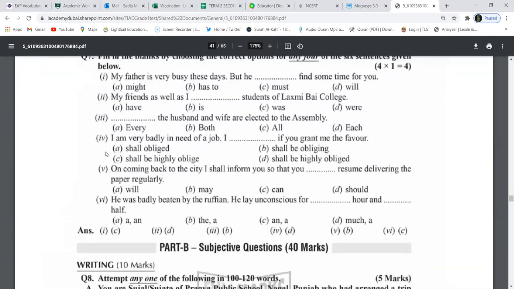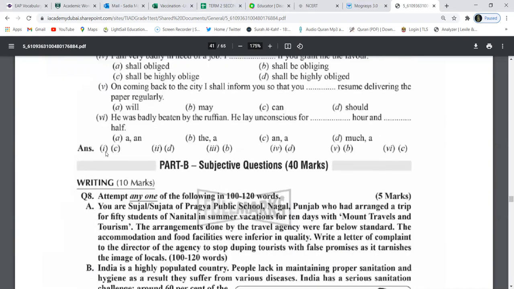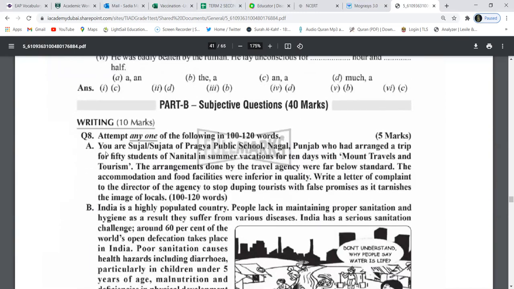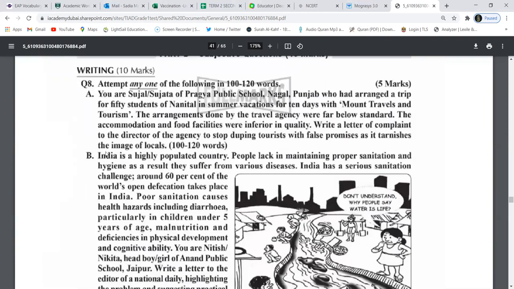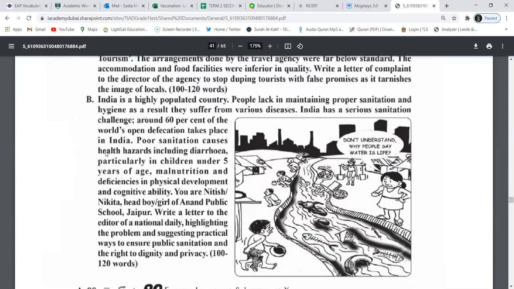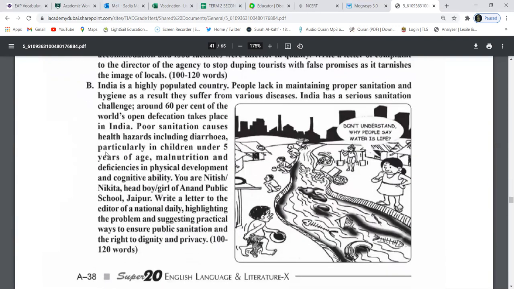Check your answers. Writing for 5 marks, 100 to 120 words. The next question with the visual stimulus.